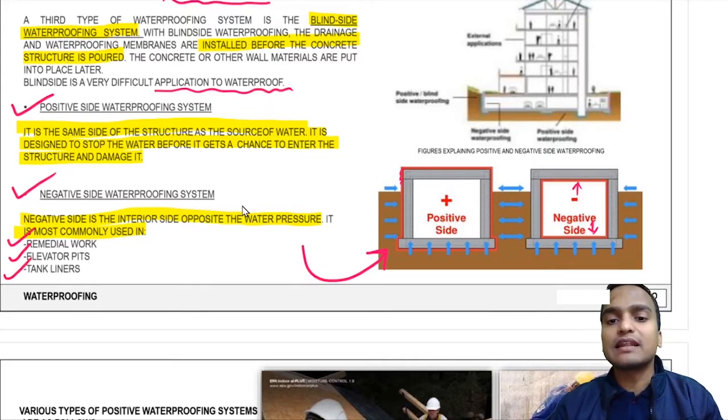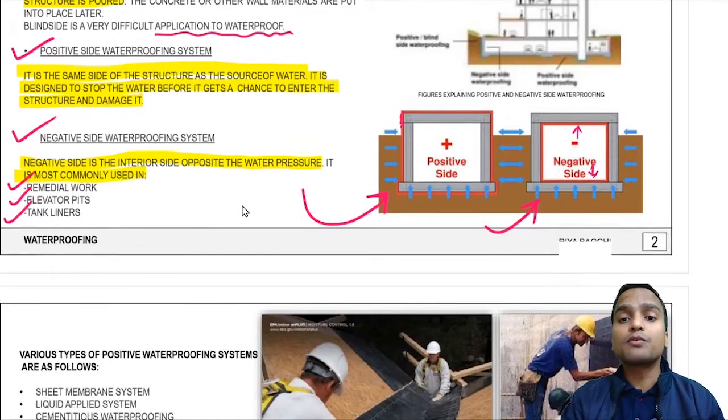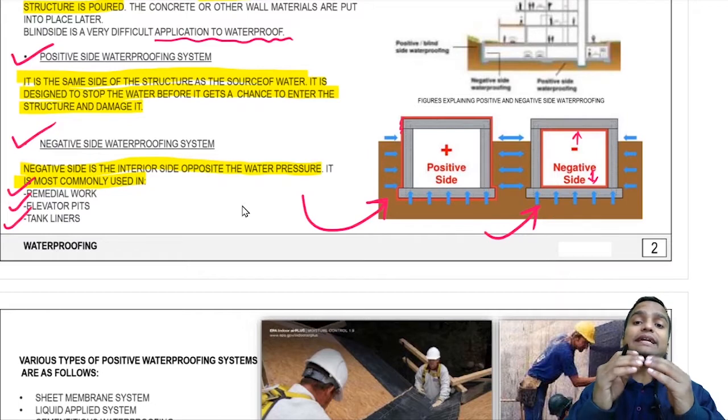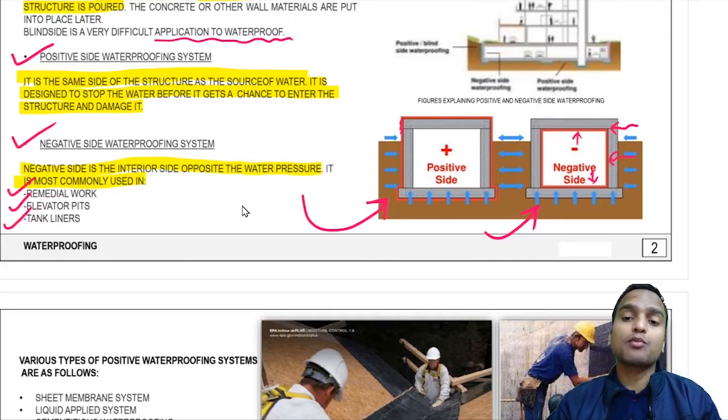So this is the diagram of the negative side waterproofing system, in which waterproofing has been done on the interior walls, but of course you can see that water is entering into the structure and it is getting prohibited by the negative side waterproofing. But due to intrusion of water, our structural foundation will surely become weaker in this case. So in most cases we prefer positive side waterproofing.